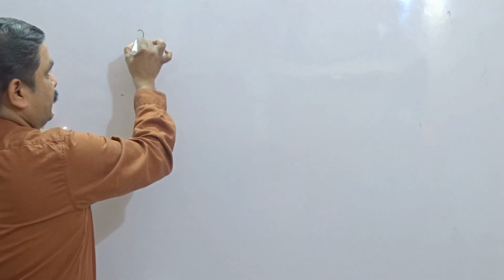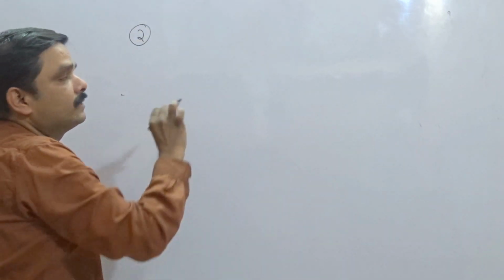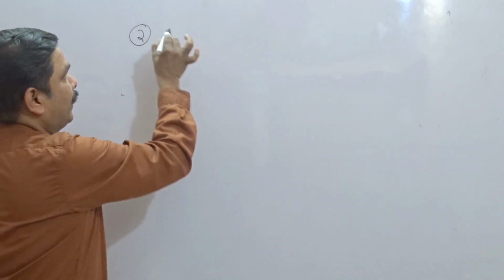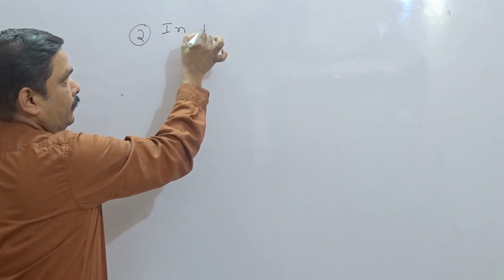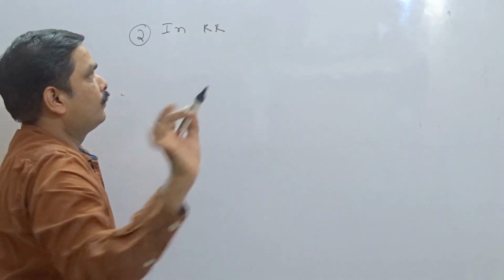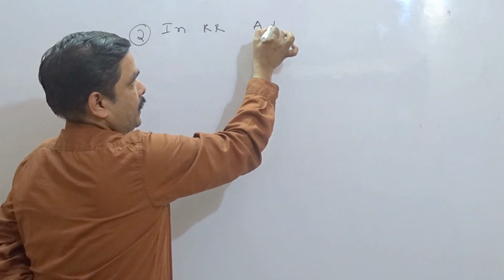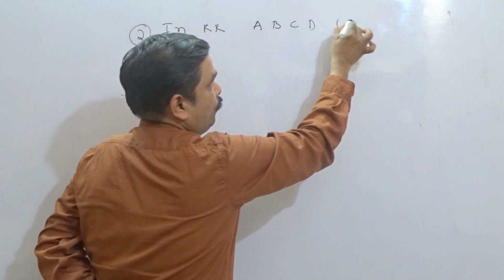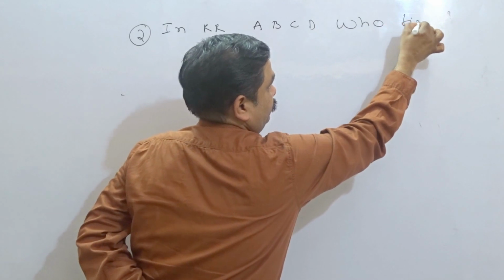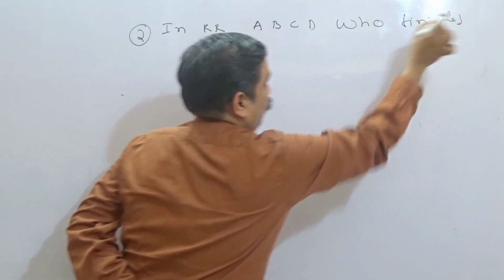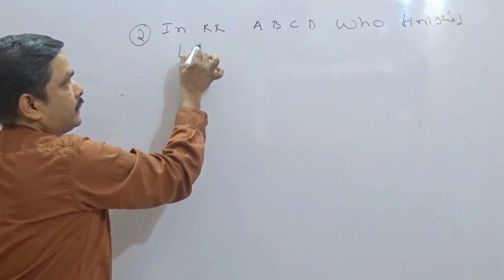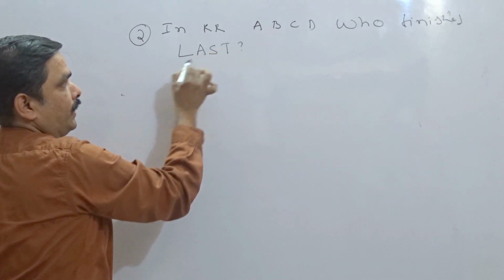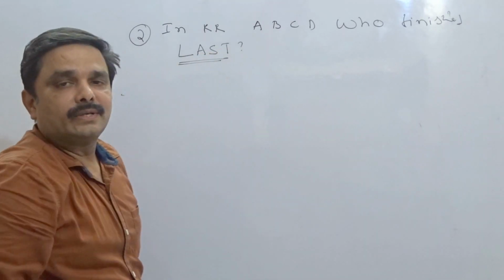In a running race, this is the second question in this row. This is also a tricky one. In a running race, among four, let us say A, B, C, D, right? The question is who finished last. Observe here. Who finished last is the question.